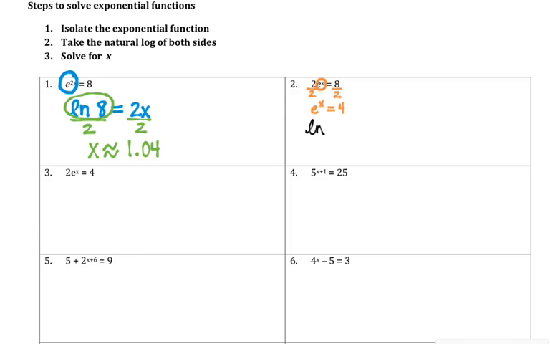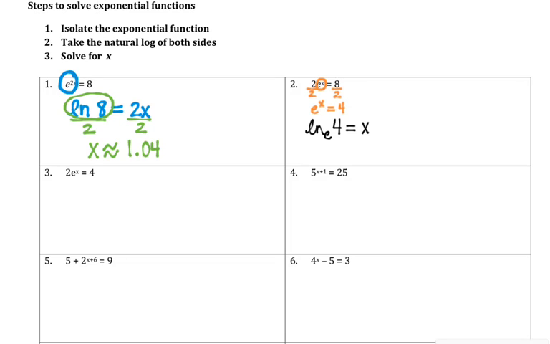Natural log. Now you can write the little e down there if you want to. That's fine. But your calculator knows that's there already, so you don't have to tell it. What's the next number I'm going to write down? 4. The natural log of 4 is equal to x, because logs are always equal to exponents.